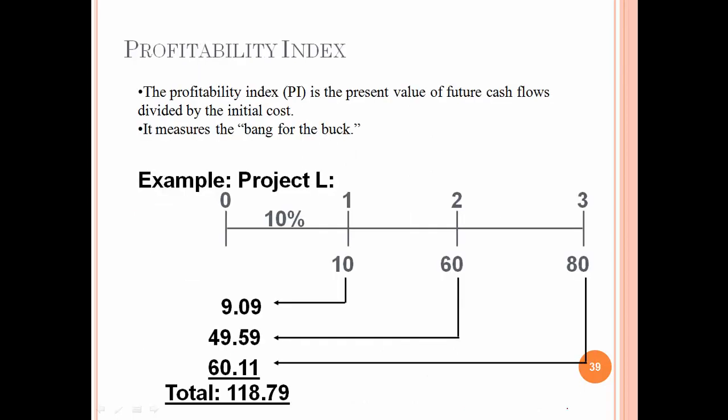The last capital budgeting technique we want to talk about is the profitability index. The profitability index, or PI, is the present value of future cash flows divided by the initial cost.